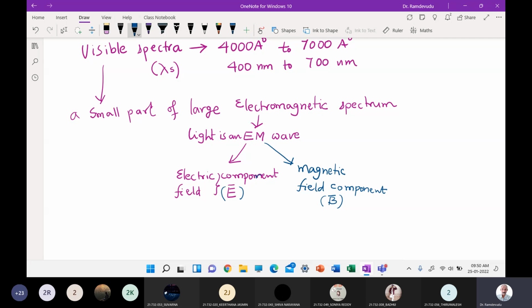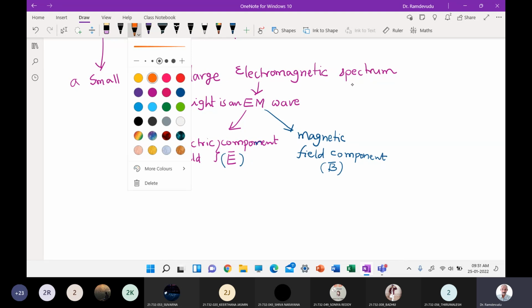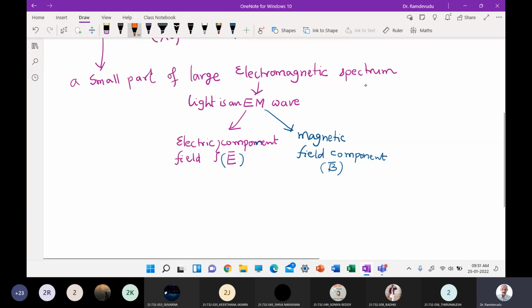So all electromagnetic waves, whether visible, infrared or UV, have E and B, two waves perpendicular to each other. The electromagnetic spectrum is a very huge spectrum, consisting of a large number of waves. It may contain X-rays, gamma rays, microwaves, or radar waves.